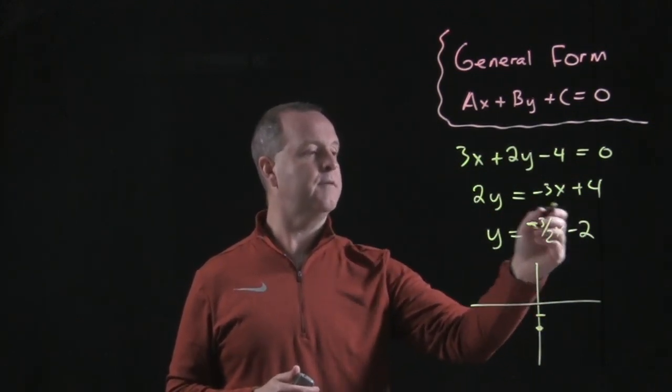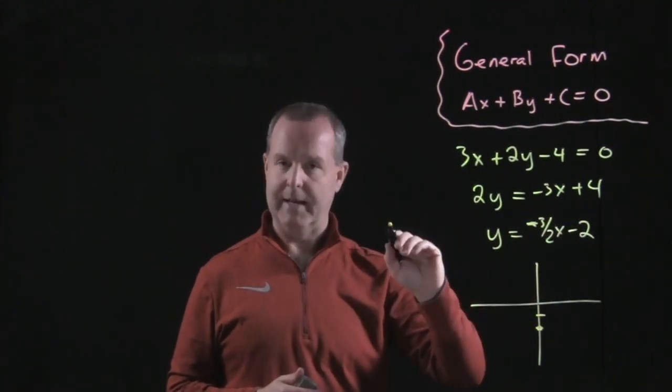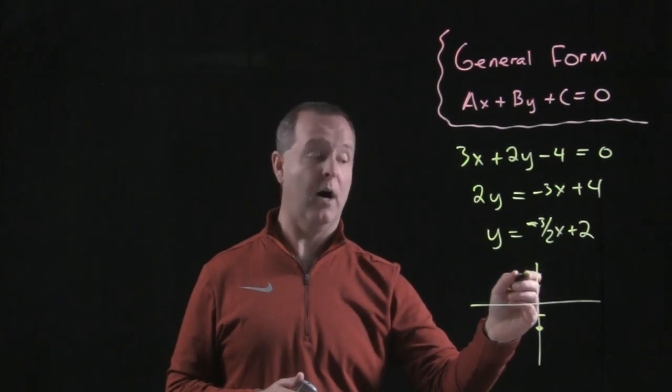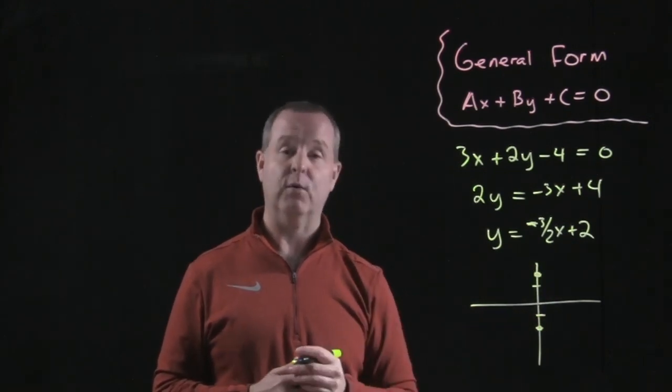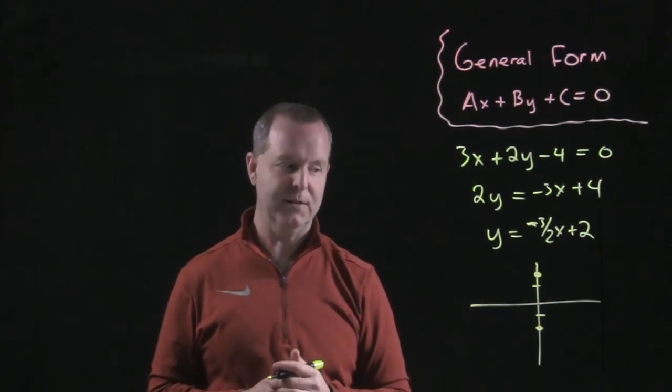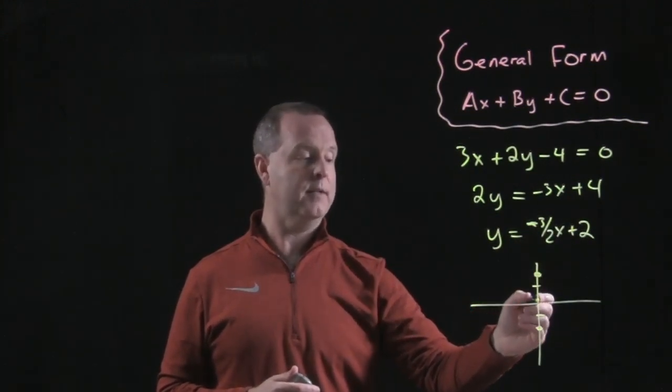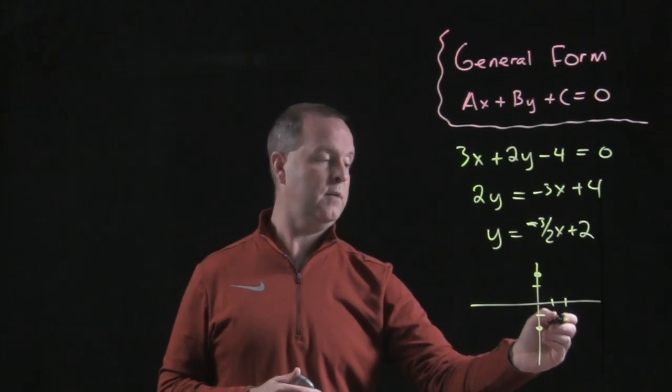Oh, sorry, that's positive 2, folks. Divide 2 both sides. Made a mistake. That's positive 2. Let's correct that mistake before we compound our error. Looks like it crosses right there at positive 2. The slope is negative 3 halves, which means I go down 3. 1, 2, 3. And over 2.